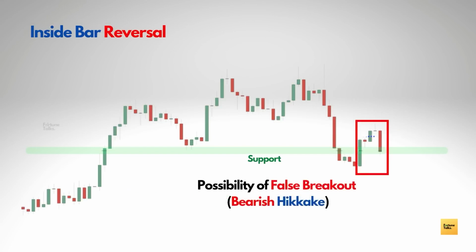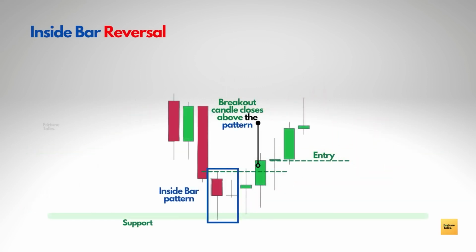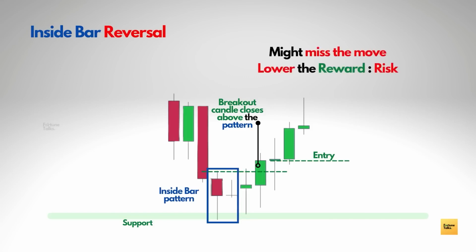But on the downside, there is a possibility of a false breakout due to a bearish Hikake pattern, as we have learned earlier. You can avoid this trap by taking a more conservative approach. You can wait for the breakout candle to close and enter on the very next candle if the breakout candle managed to close above the reversal candle high. Now again, in this scenario, you risk missing a big move, or sometimes it can lower your reward to risk potential. So clearly, there is no right or wrong answer to it. You have to find a trade entry which suits you best.